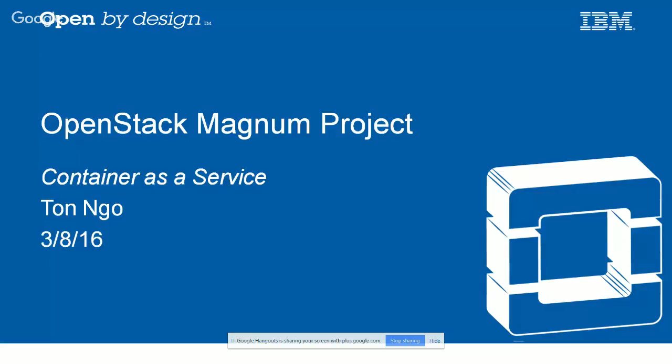All right. So my name is Ton Ngo. I'm with IBM, and I'm located out in San Jose, California, at the IBM Silicon Valley lab. I am a core team member for Magnum, and today I'll take you through some details on the Magnum project.